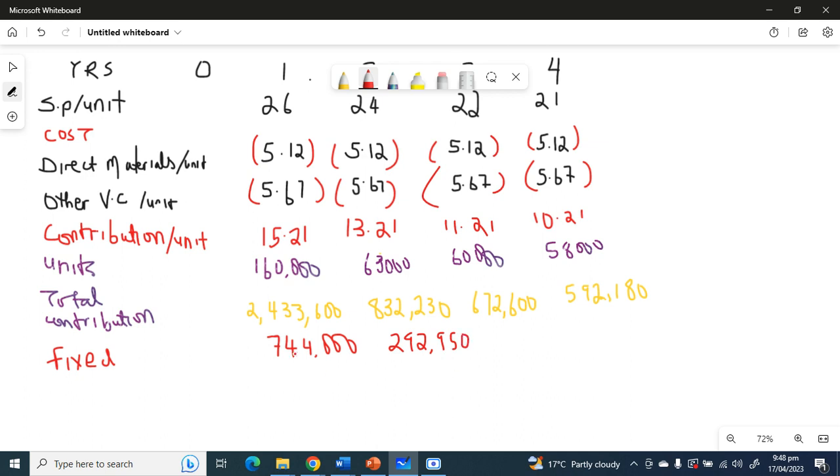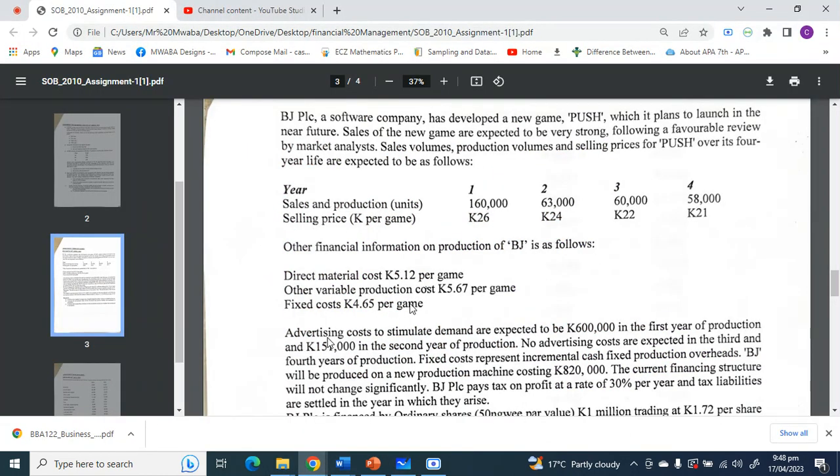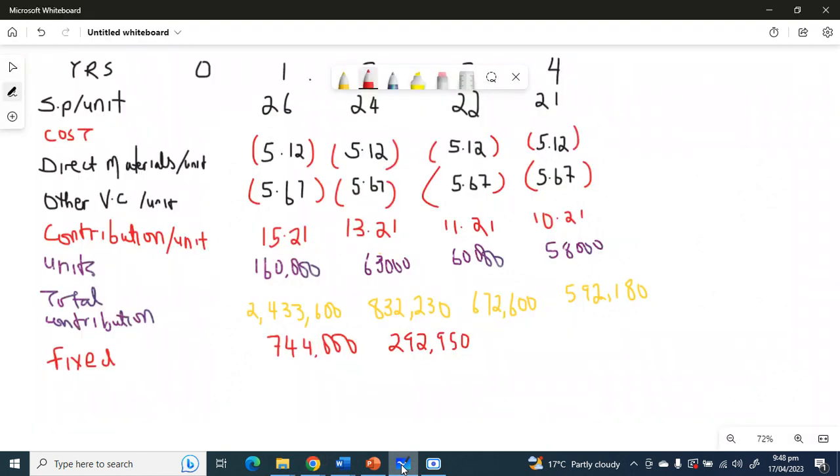Yeah, someone raised their hand. 4.65 times 60,000. Someone raised their hand. What's your query? Okay, so 4.65. Uh-huh. 179,000. Okay.